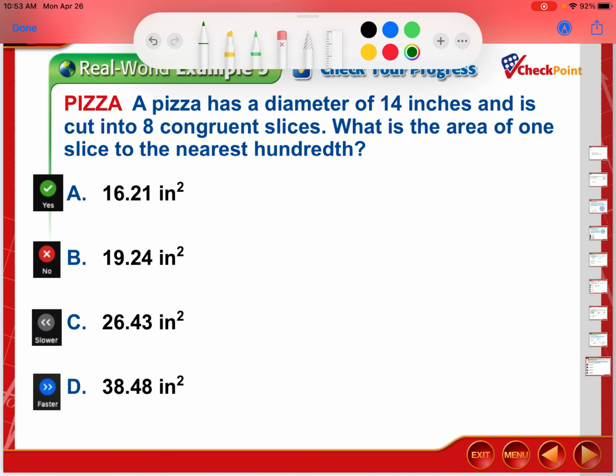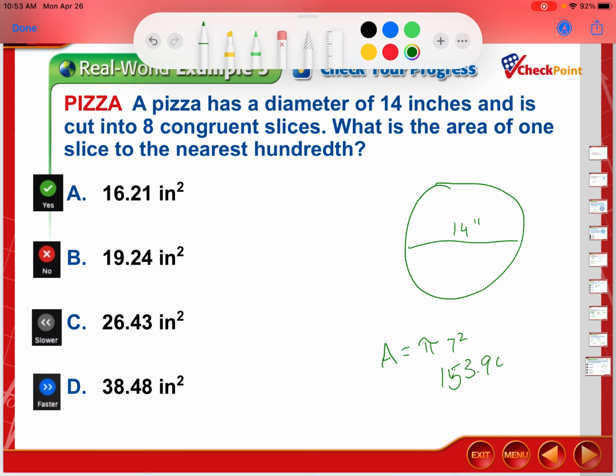This time we have a diameter of 14 inches. It's a 14-inch pizza, which means my radius is 7. So my area of this whole pizza is going to be pi times 7 squared. So 49 times pi equals about 153.94. And now it's 8 slices, so I'm going to divide this by 8. So we got about 19.24 square inches.